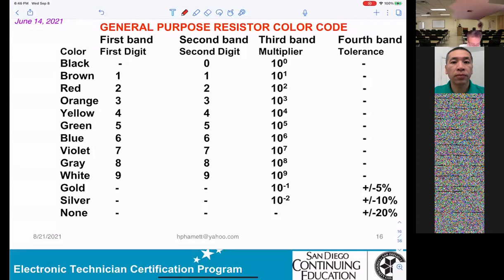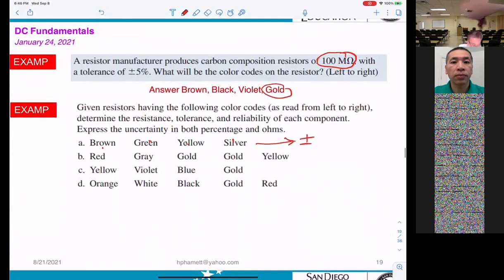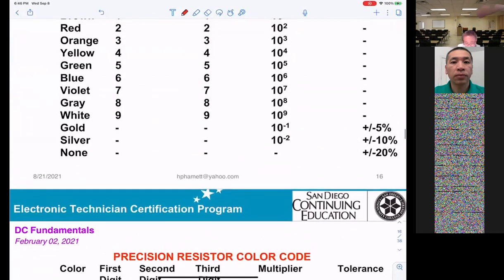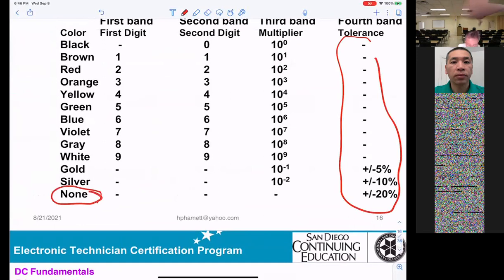Okay, I'm telling you. On this one, they get 1, 2, 3, 4. They don't show the number 5 for tolerance. Okay. If you don't have a number 5, that means the tolerance is on number 5 right here. If they say none, that means no color at all, nothing.